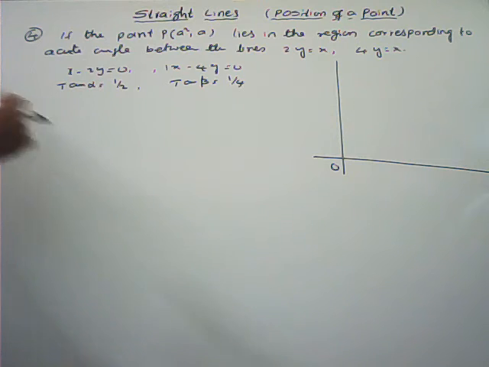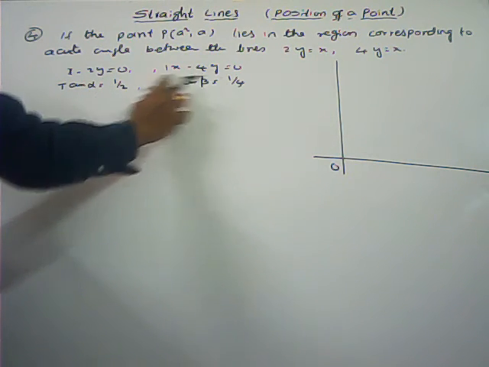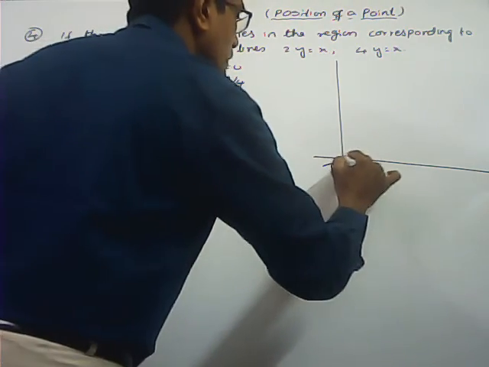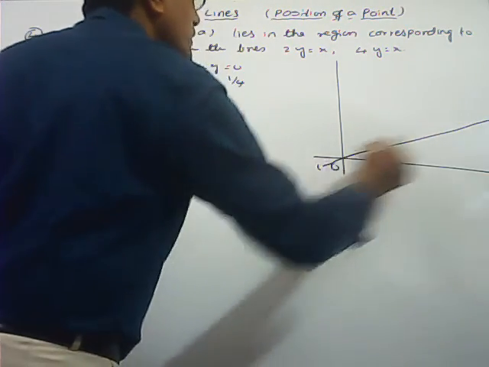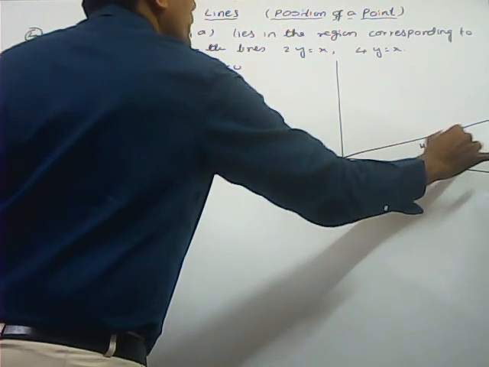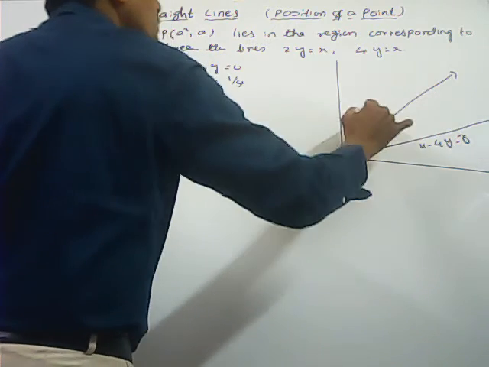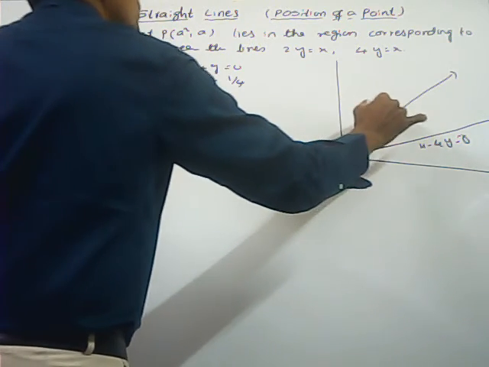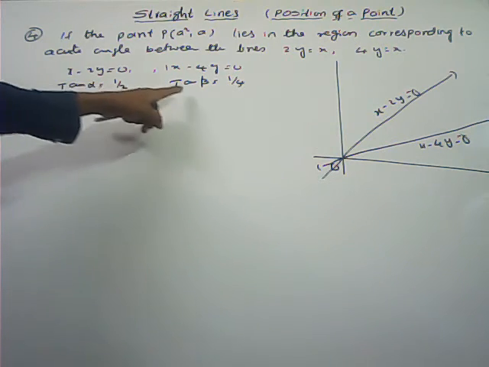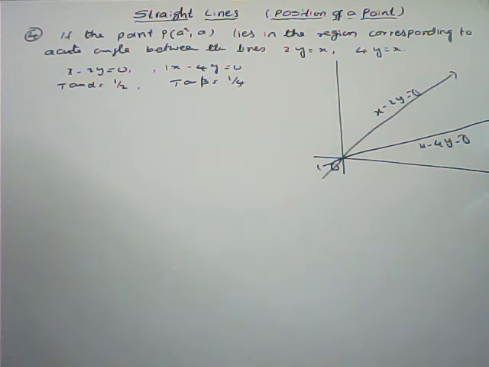So tan is an increasing function. Here the tan value is 1 by 4, and here I got 1 by 2. This is the lesser value. So this slope is less, this is x minus 4y equal to 0. X minus 4y is equal to 0. This slope is more than this one. That's why here x minus 2y is equal to 0. This is the lesser slope. This is greater than the slope, 1 by 2.